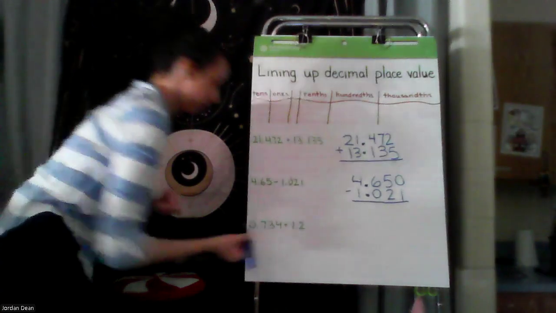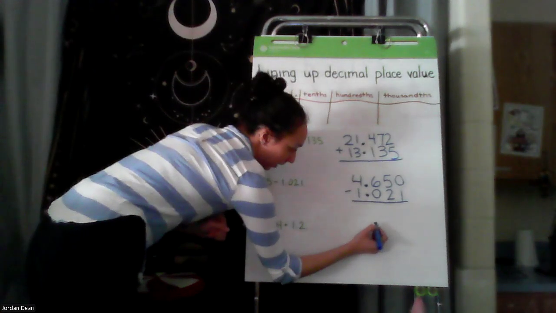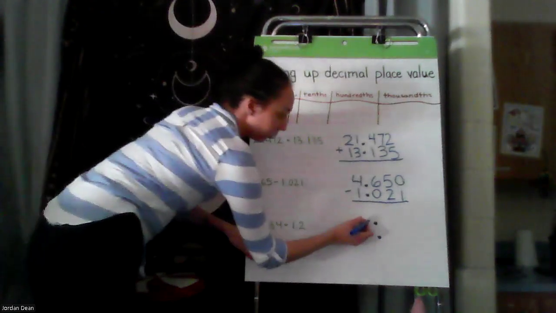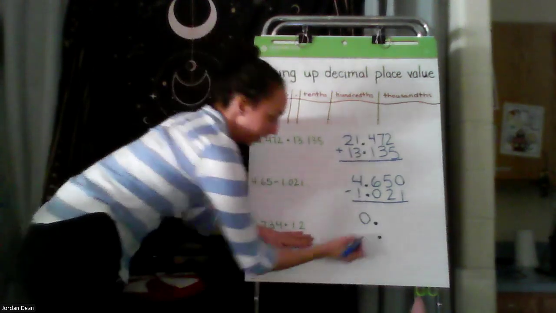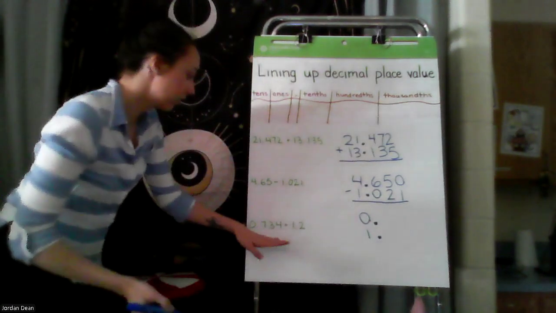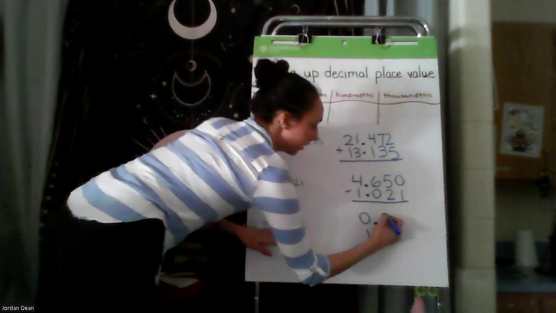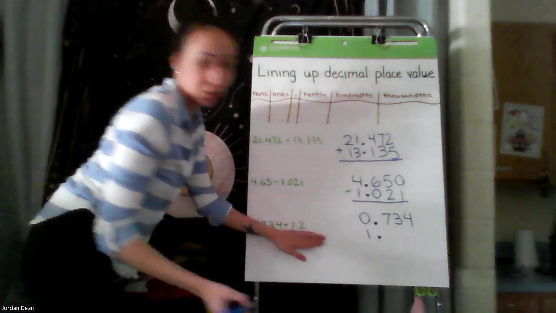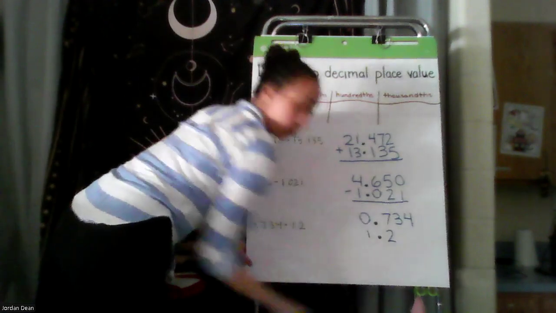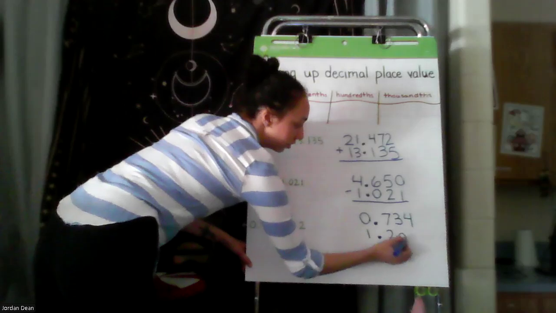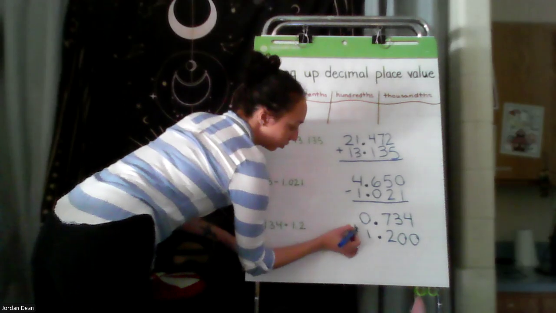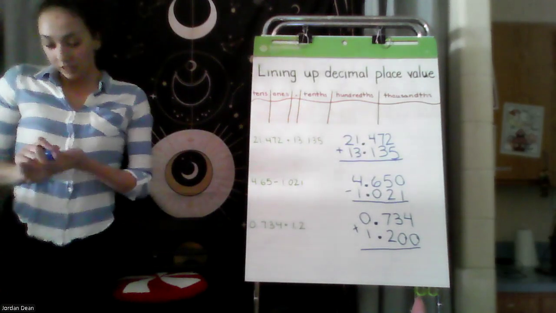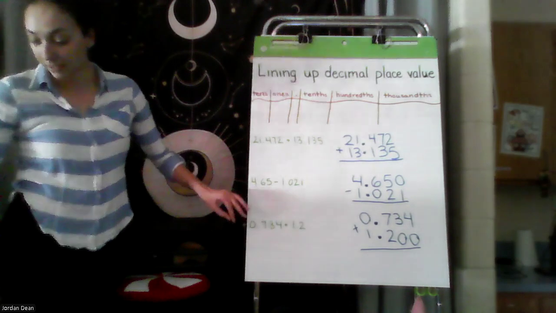Let's try one more. So down here we have, again, lining up our decimals. We have a 0 in our ones and a 1 in our ones for our second number. In our first number, we have 734 thousandths. In our second number, we just have 2 tenths. So then in this instance, we would add 2 zeros in as our placeholders. Next, we'll practice adding decimals.